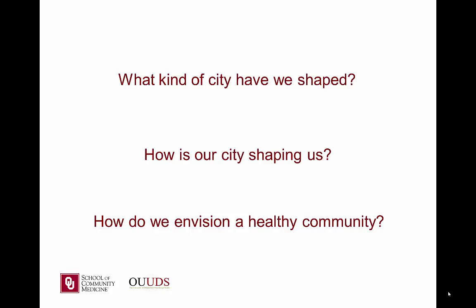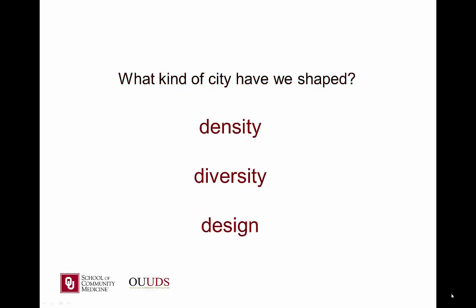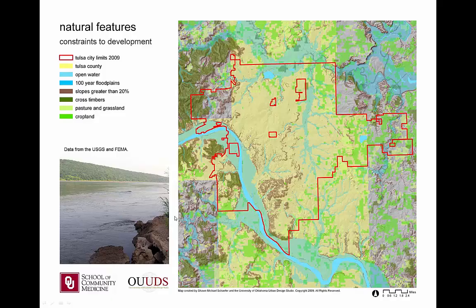What kind of city have we shaped? How is our city shaping us? And how do we envision a healthy community? To answer the first question, what kind of city have we shaped? I will be looking at the 3 Ds of density, diversity, and design. For our analysis today, we're going to be looking at the city of Tulsa.